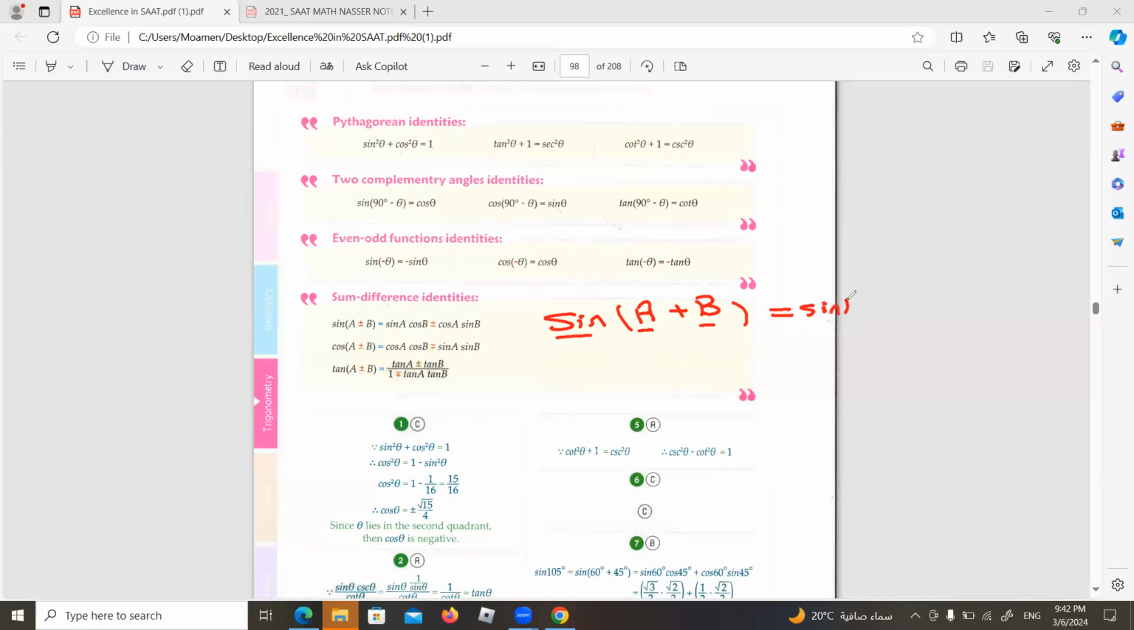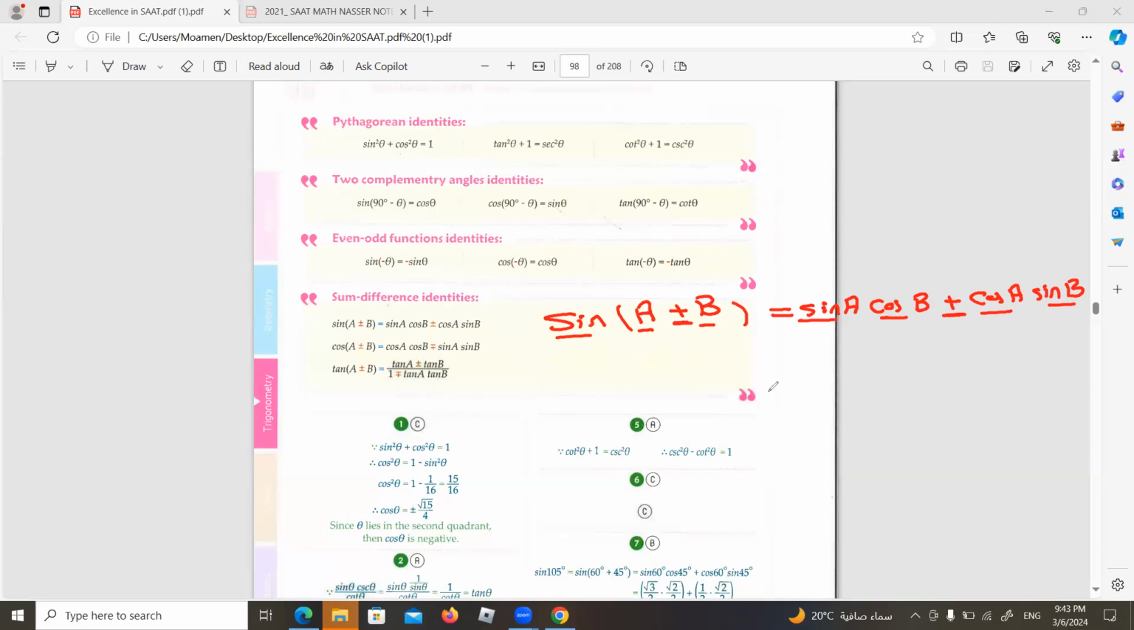Sine the first, cosine the second, plus cosine the first, sine the second. Sine, cosine, cosine, sine. This is the sine of the sum of two angles. But if it's not a sum, it's a difference, it means a minus. So we just change this to minus. If it's a plus, it's a plus; if it's a minus, it's a minus. Simple.